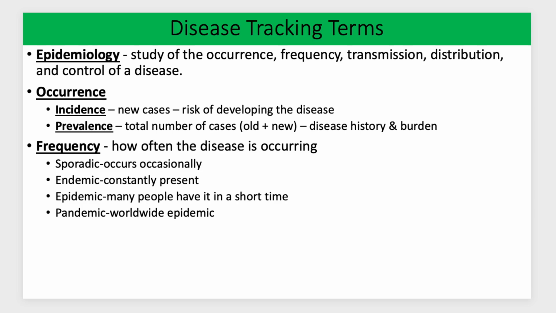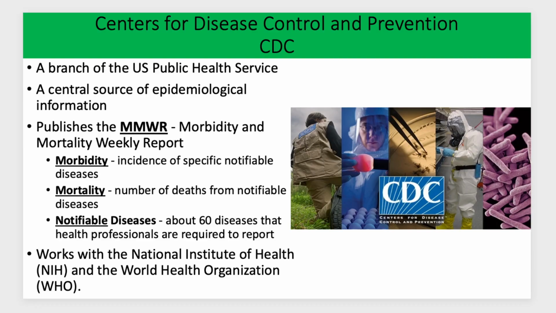Frequency would be how often the disease is occurring. So we have sporadic, where it occurs occasionally. Endemic, it's always there. Epidemic, many people get it in a very short time. And then a pandemic would be when it's a worldwide epidemic, right? With COVID-19, it would have started as an epidemic in China, but then it became a pandemic when it spread to the world and everybody was getting it really, really quickly.